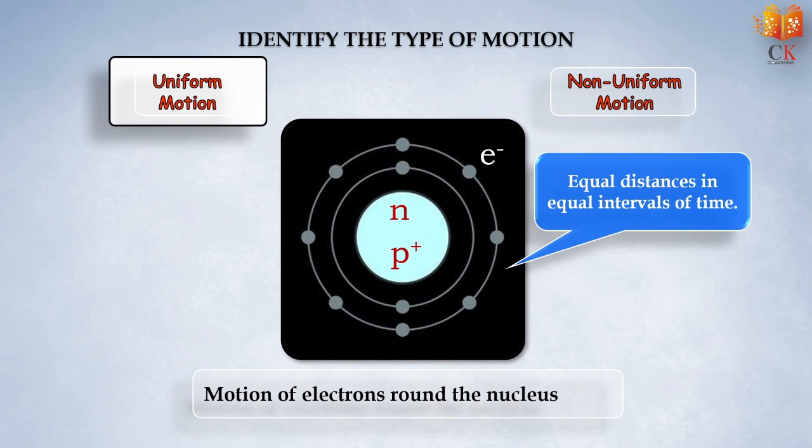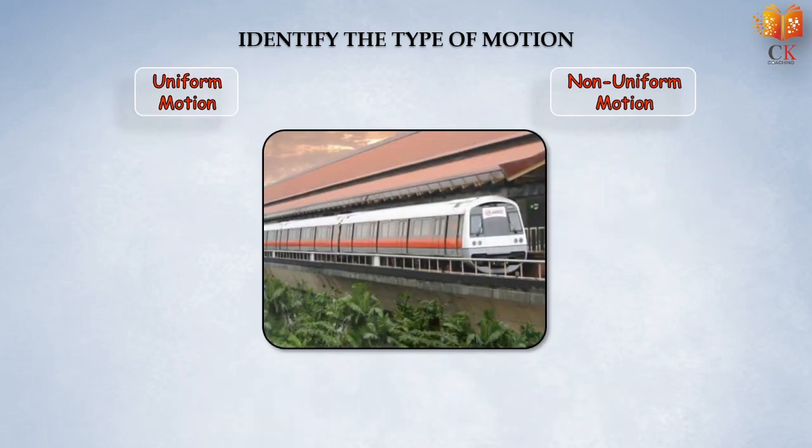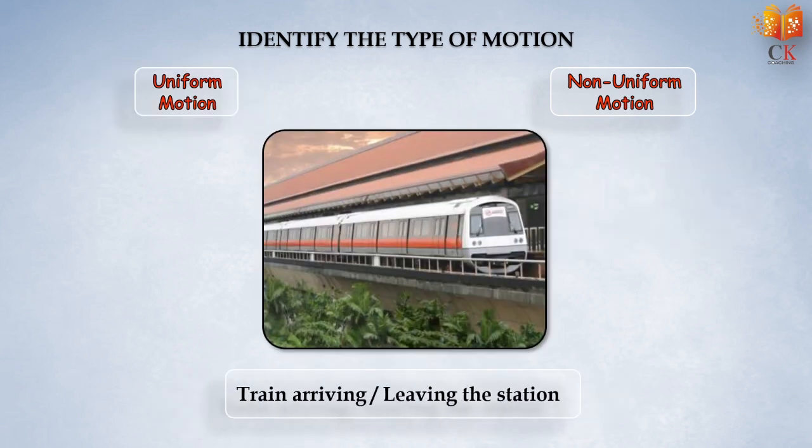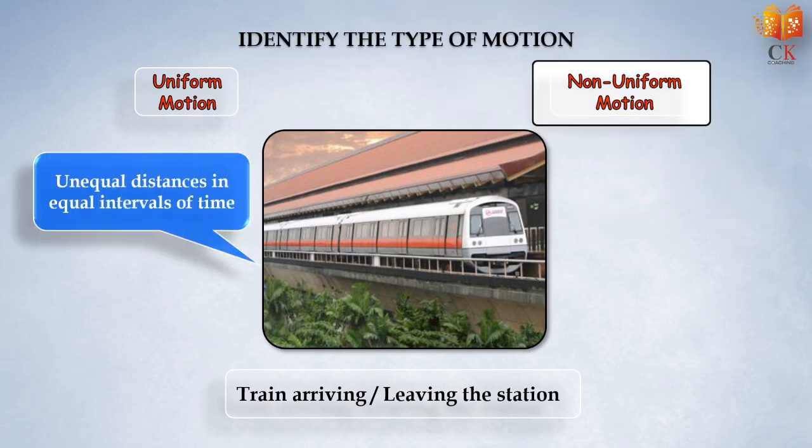What about the train which is entering or leaving the station? It is undoubtedly, for the entire curriculum of physics in class 9 onwards, considered a non-uniform motion. Reason being, it covers unequal distances in an equal interval of time, because it has to stop, take the passengers, and then gradually increase the speed. So it will be covering unequal distances in equal intervals of time.